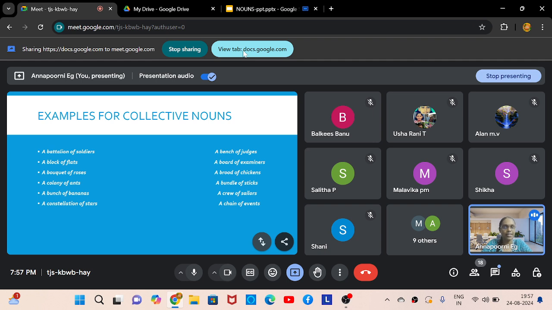A colony of ants. We always describe ants as a colony. Because you would have seen ants go one after the other. If you have seen the movement of ants, you will understand. Ants will always walk one after the other, one behind the other. So that is why they are called a colony of ants. Similarly, a bunch of bananas, a constellation of stars.